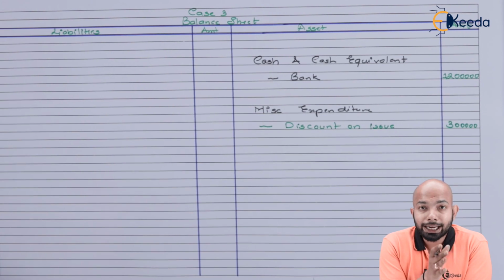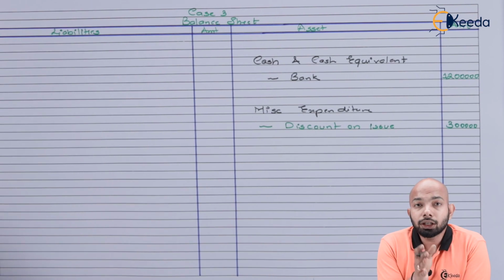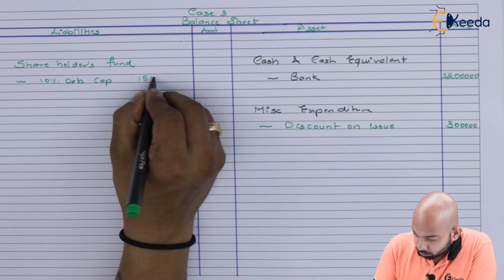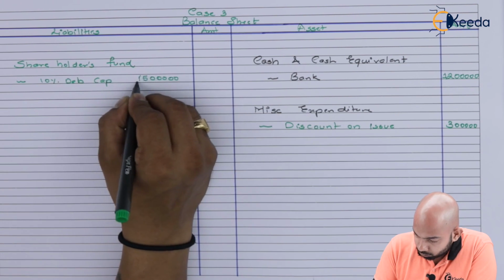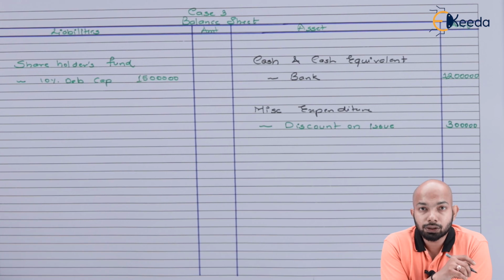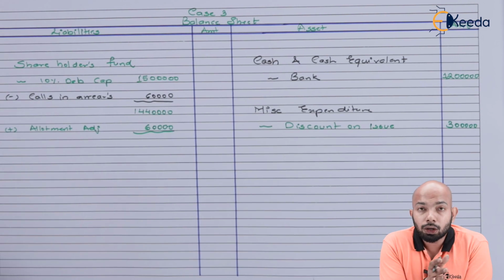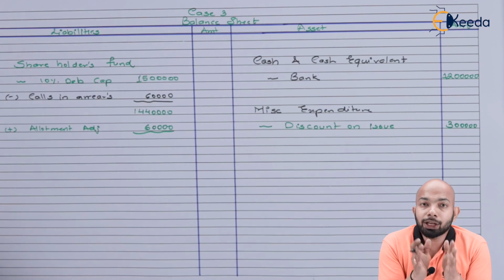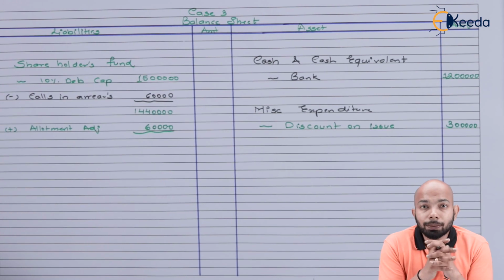Now, on the liability side, when we move on, we'll have to mention the debenture capital after subtracting the calls in arrears. So the debenture capital total comes to 15 lakh rupees, out of which we have to subtract the calls in arrears first of all. Now, after subtracting the calls in arrears, we have a total of 14 lakh 40,000, to which we have to add the debenture allotment adjustment, which was done for 60,000. That will give you the total debenture capital outstanding, which will be 15 lakh rupees.